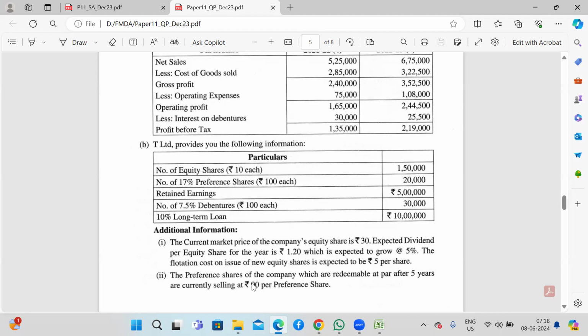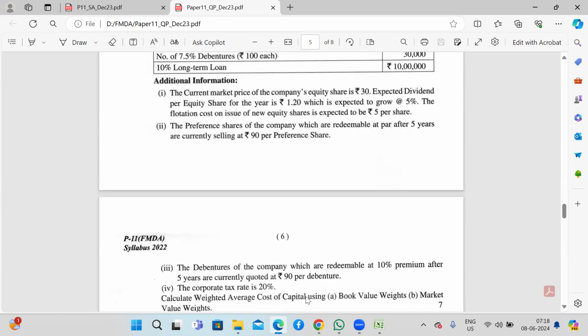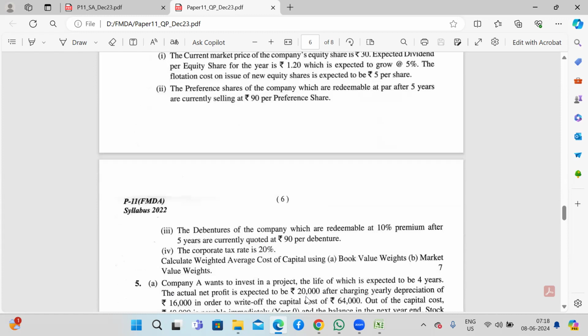Preference shares of the company which are redeemable at par after 5 years are currently selling at 90 rupees per preference share. Debentures of the company which are redeemable at 10% premium after 5 years are currently quoted at 90 rupees per debenture. Corporate tax rate is 20%. Calculate the weighted average cost of capital. We need to calculate WACC using book value weights as well as market value weights.